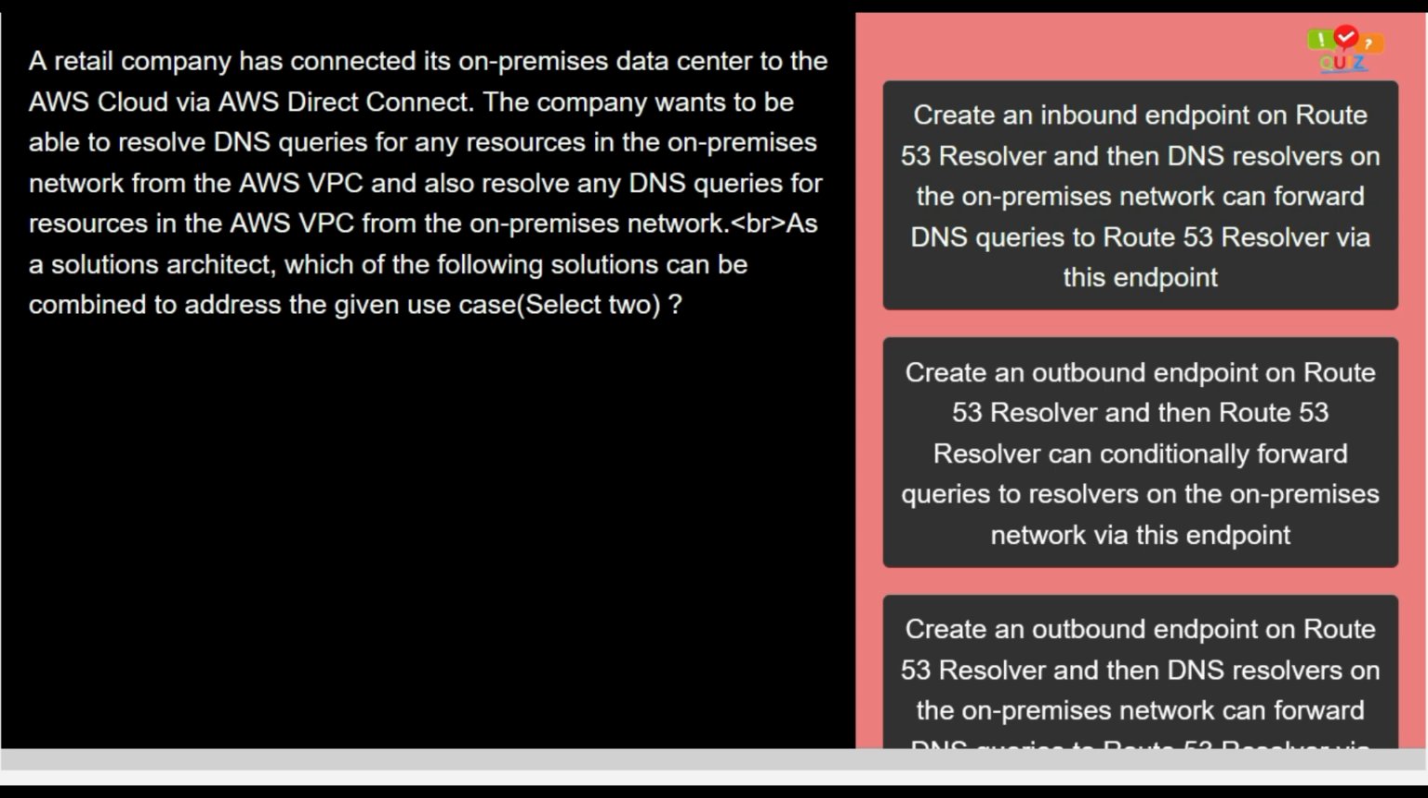Okay, this is going to be the last question of this video. So let us begin. A retail company has connected its on-premises data center to the AWS cloud via AWS Direct Connect. The company wants to be able to resolve DNS queries for any resource in the on-premises network from the AWS VPC, and also resolve any DNS queries for resources in AWS VPC from the on-premises network. As a solutions architect, which of the following solutions can be combined to address the given use case?